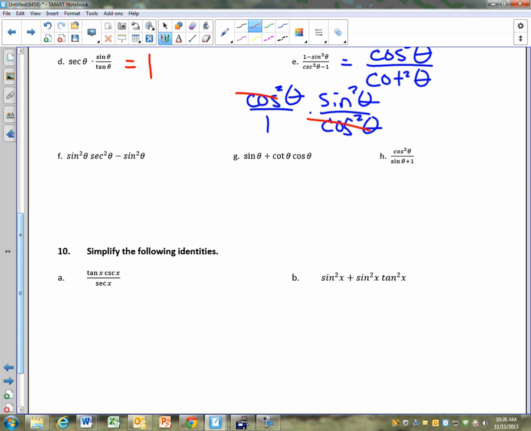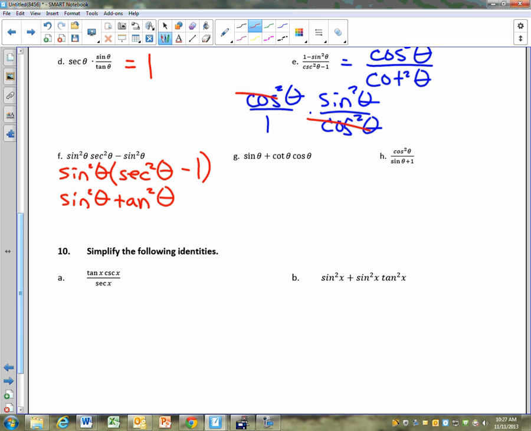How about F? What'd you do? Let's factor out a sine squared. What's secant squared minus 1? Tangent squared. And tangent is sine squared over cosine squared. So when you multiply them, will the sine squareds cancel? Tangent squared, again, is sine squared over cosine squared. So will the sine squareds cancel? No, they won't. So you just leave it like that then. We're done.